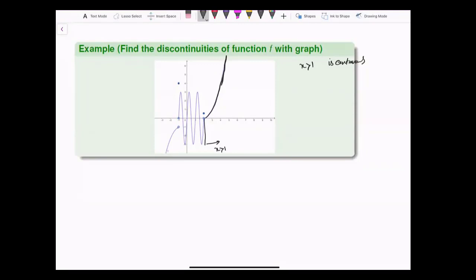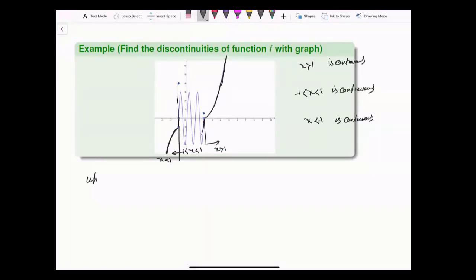For x less than 1, so from this point on, it is again given by a continuous graph. So it is continuous. For anything between 1 and negative, oh, this is negative 1. Why did I miss that? For numbers between 1 and negative 1, it is the sine kind of function and it is continuous.